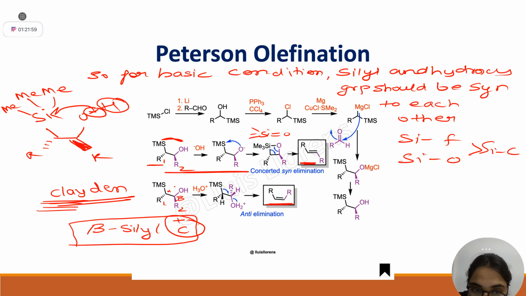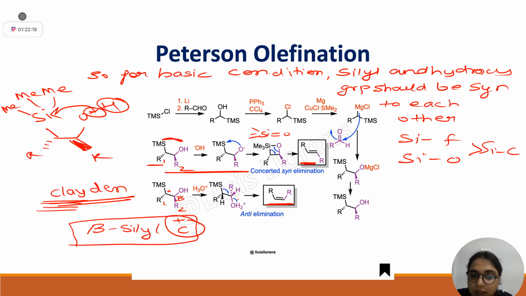Why? Because now these two groups should be anti. In order to do anti, they have done rotation here, bond rotation. If you recall your stereochemistry, on one chiral center, keeping one bond fixed, you can rotate the other three bonds, right?